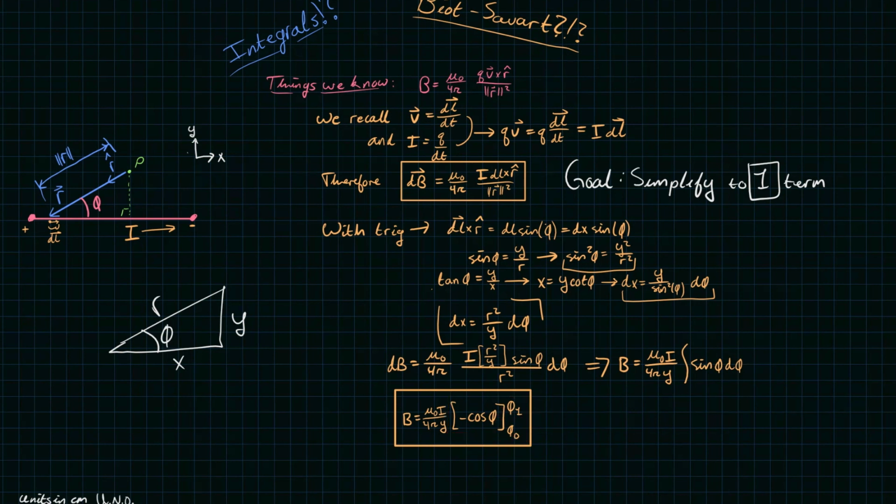Now, how do we know which one's phi 0 and phi 1? The direction that the current is traveling is the direction of your dl. I wrote that down here, but it's a little smaller. So we're going to start on whatever side your current is flowing from, and then go towards whatever side your current is going to. This is very important.